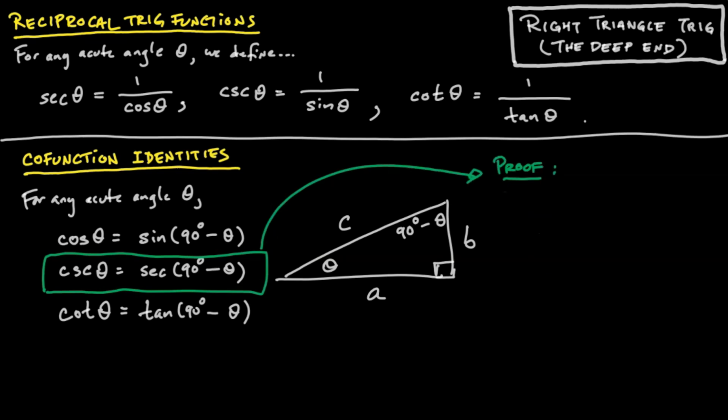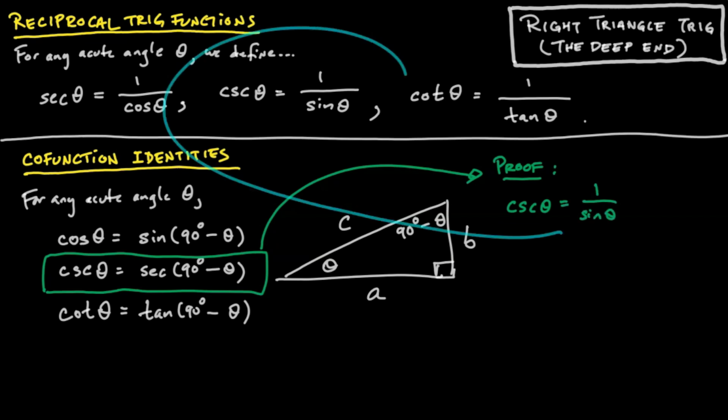I really need to do is show that cosecant of theta and secant of its complement are always going to be the same thing, no matter what theta is. Well, this picture works for any acute angle theta, so let's just compute these things in terms of A, B, and C. So we'll begin over here with cosecant of theta. We know that cosecant of theta is by definition 1 over sine theta, as we said right here.